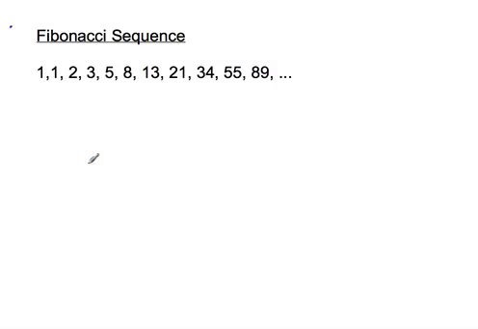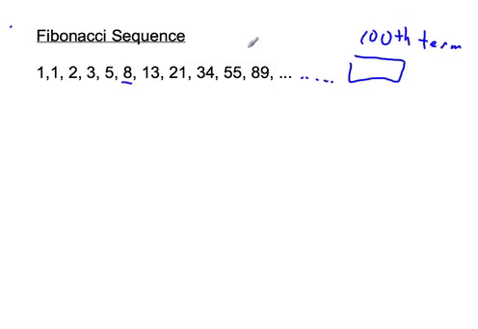Hello, this is Mr. Collier, and today we're going to look at the Fibonacci sequence and figure out a formula for finding the nth term. So if you look at the Fibonacci sequence, you get each term by adding the previous two terms. For example, you get 8 by adding 3 plus 5, and you get 13 by 5 plus 8 equals 13. But what if you wanted, let's say, the 100th term?